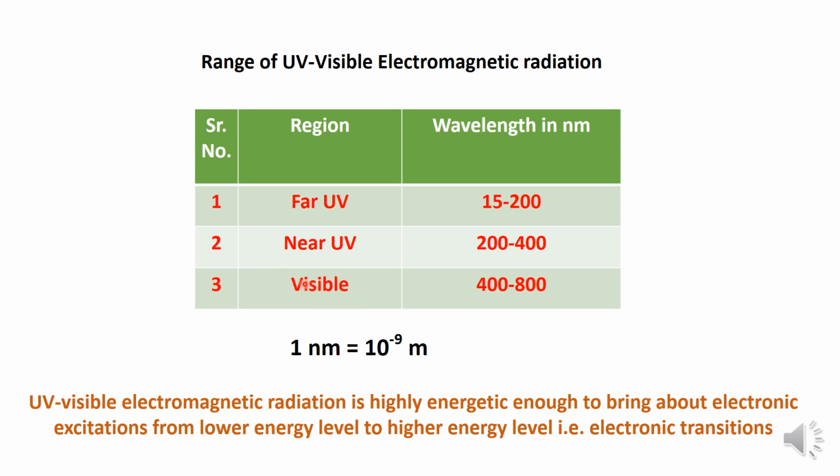Now in the visible region, between the range 400 to 800, our eyes can detect this part. That's why it is named the visible region. We know that ordinary light is composed of 7 colors, that is VIBGYOR, and this part is related to the visible region. You have to also remember this important relation: 1 nanometer is equal to 10 raised to minus 9 meter. This relationship is very important.